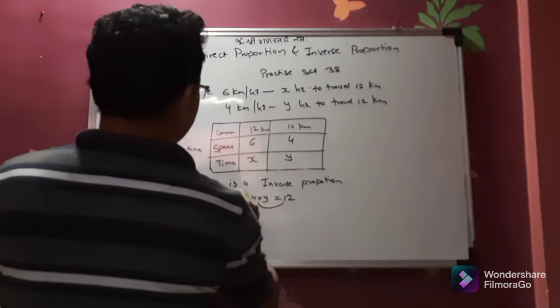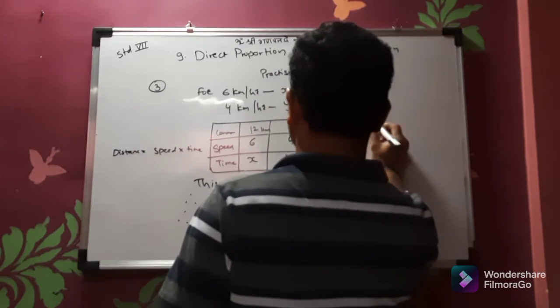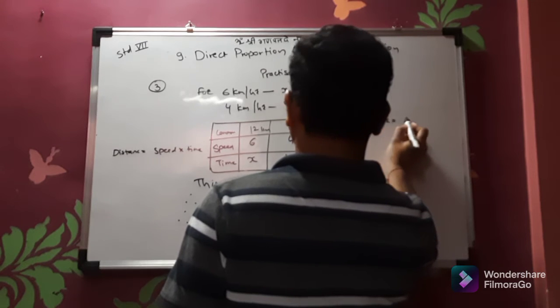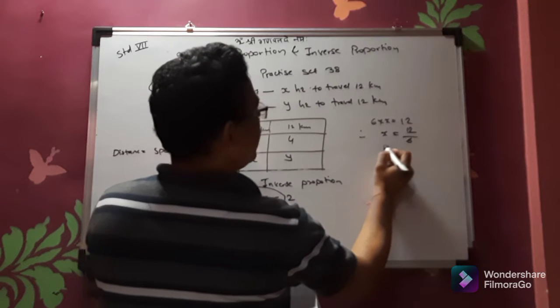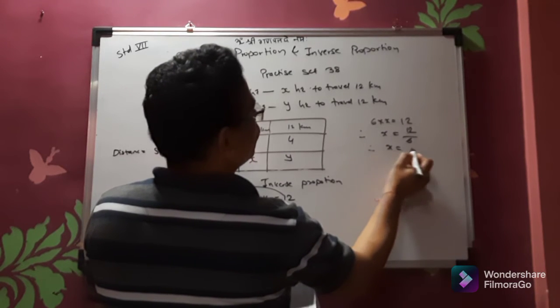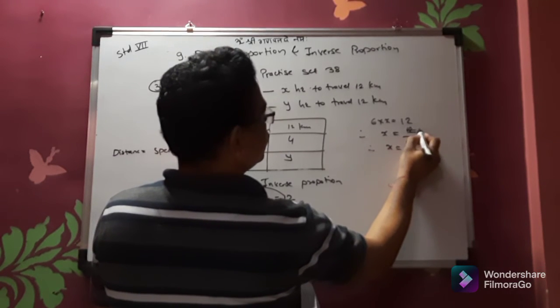Similarly, then we will take these two equations. 6 into x is equal to 12. So x is equal to 12 upon 6. So x is equal to 2. 6 twos are 12.